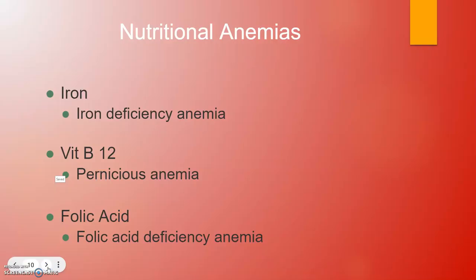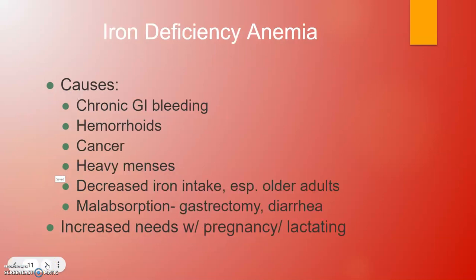So our nutritional anemias are iron, B12, and folic acid. Just be aware that vitamin B12 deficiency is also called pernicious anemia. Remember, iron deficiency anemia is the most common one that we will see. So the reasons for the iron deficiency are those chronic bleeds, but also possibly malabsorption or decreased intake. Those are pretty unlikely scenarios.